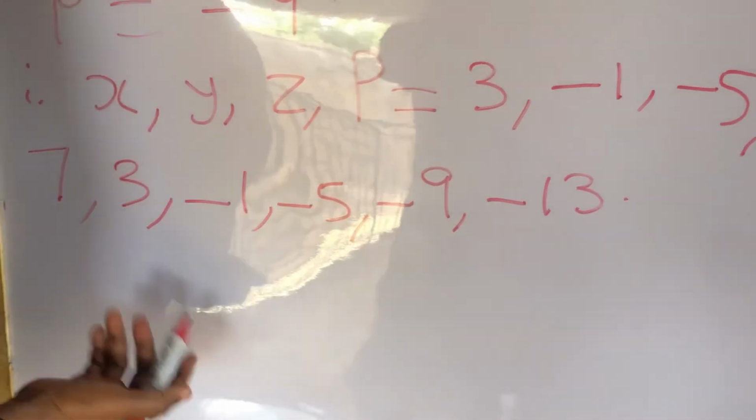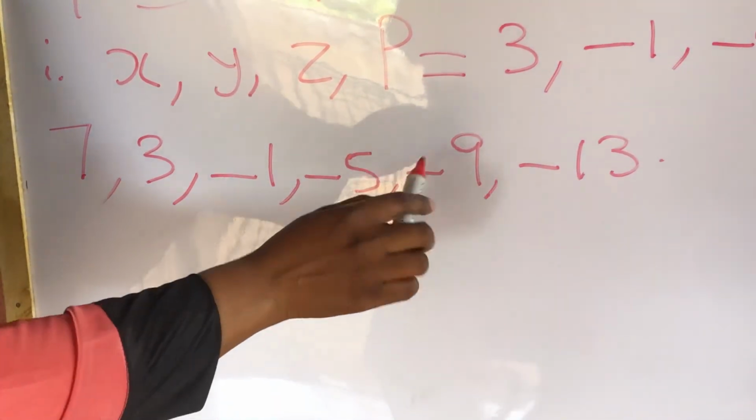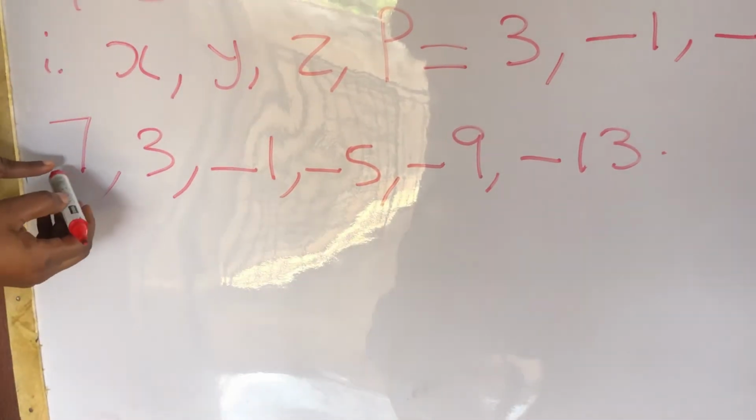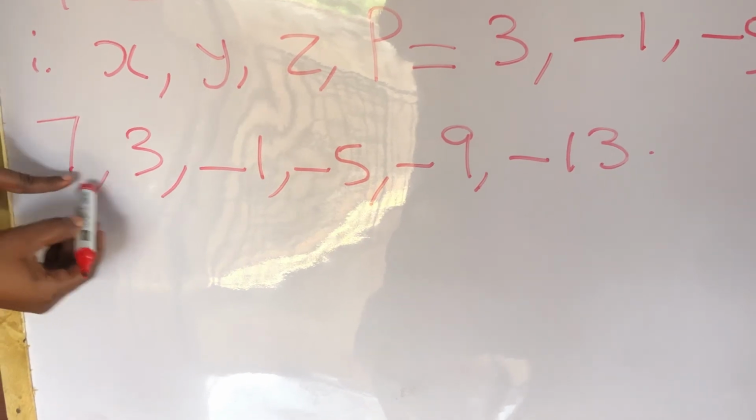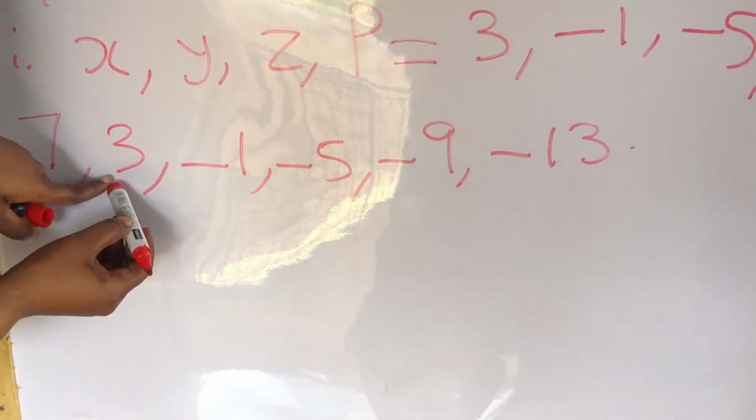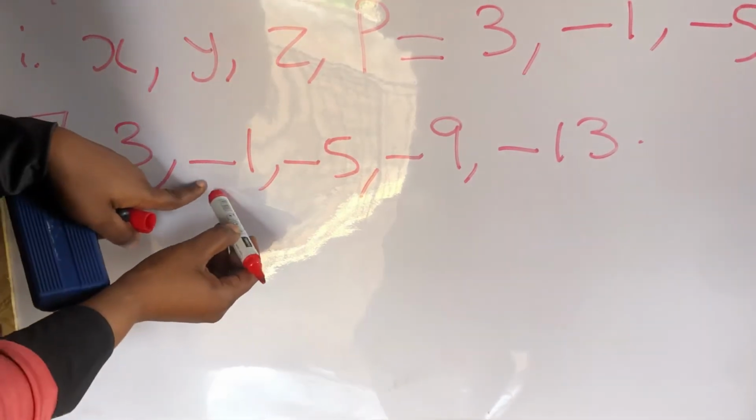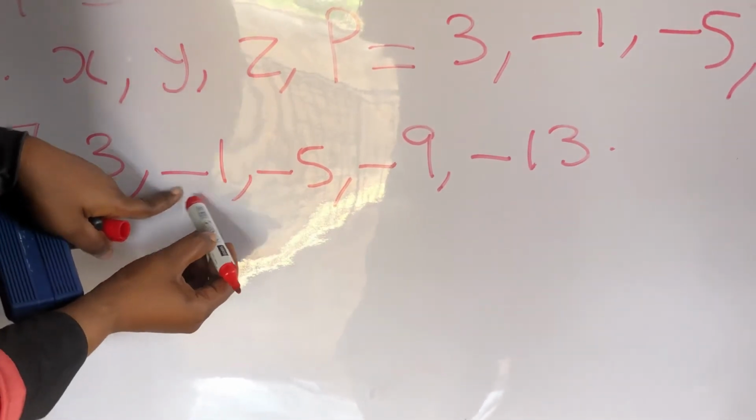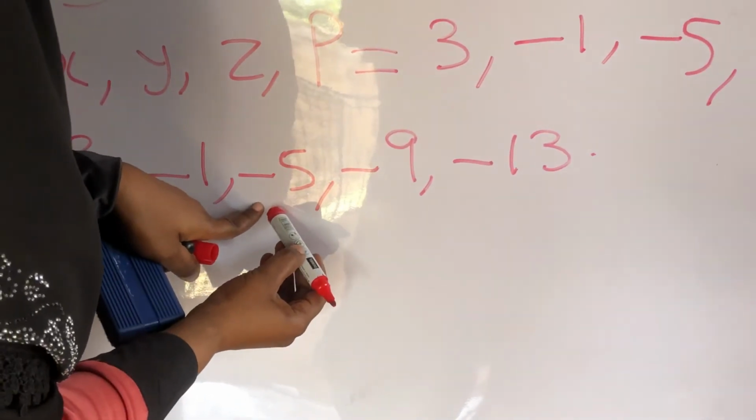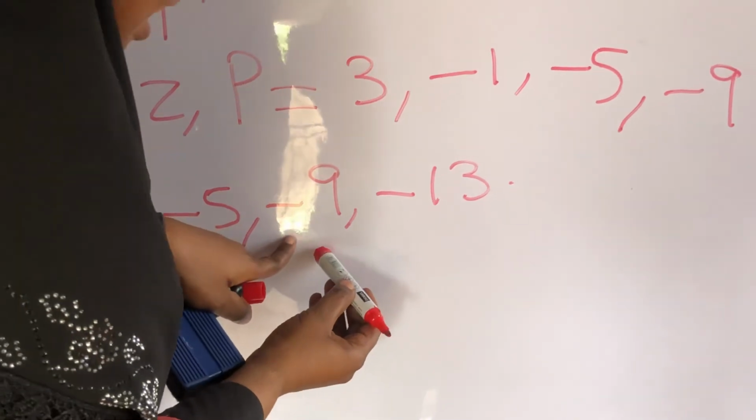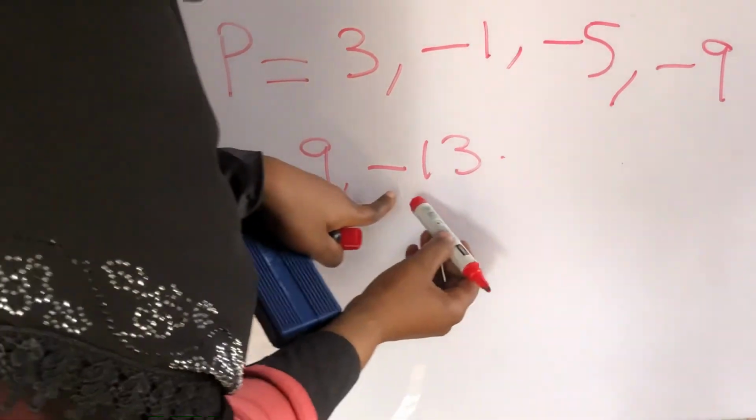If you look at it now, you can see that their common difference is minus 4. If you add minus 4 to 7, it gives 3. 3 minus 4 gives minus 1. Minus 1 minus 4 gives minus 5. Minus 5 minus 4 gives minus 9. Minus 9 minus 4 gives minus 13.